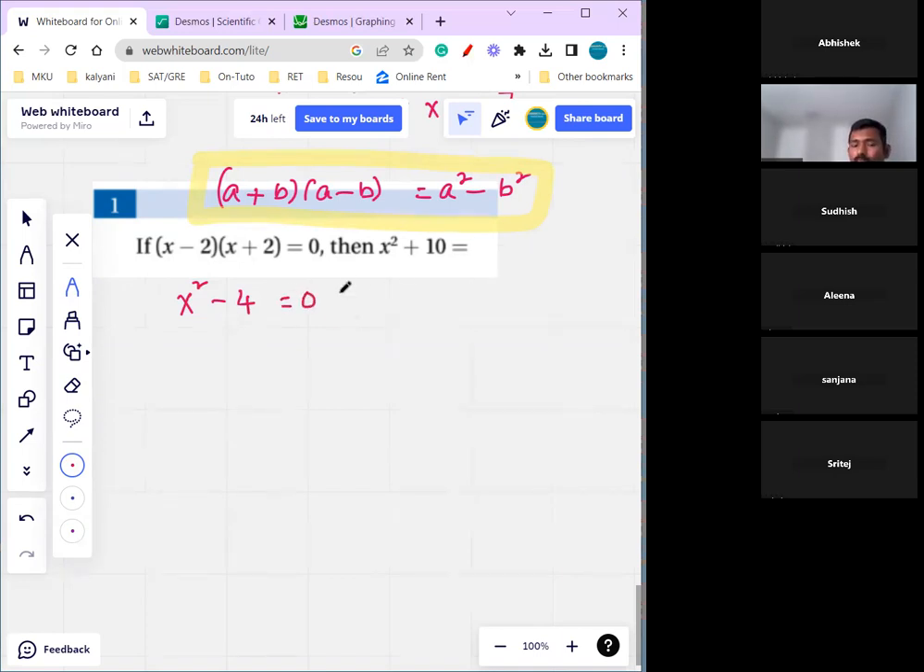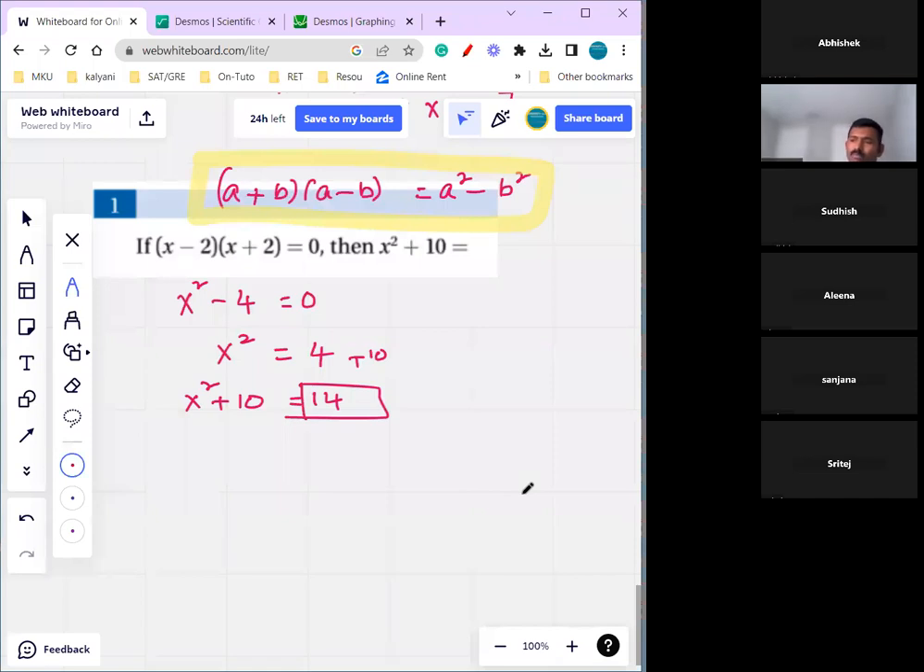But there's no way you can see how to get the 10 here, right? All you have to do is get a 10 here. If I take away 4 to the other side, x squared is 4. All I want is x squared plus 10. I'm going to add 10 on both sides. That's 14. That's it.